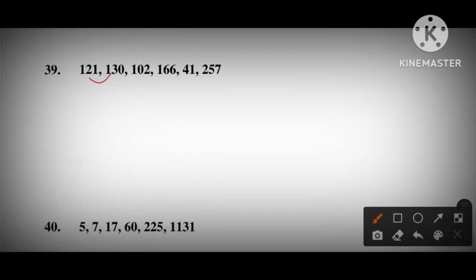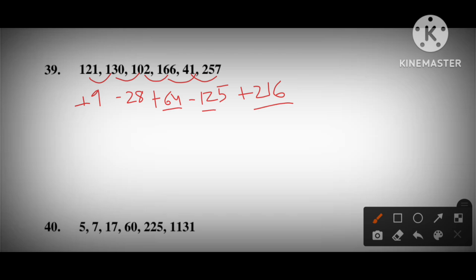Here we see a difference of 9. Here we see it is plus 9 and it is minus 28. It is plus 64. It is plus 64. Here we see a difference of minus 125. So I can see cubes here. 41 plus 216 will be 257. So these all are cubes, but these two are not. So these two are not cubes means this is our wrong number. It must be 2 cube and it must be 3 cube, but these are not. So 130 is the answer.